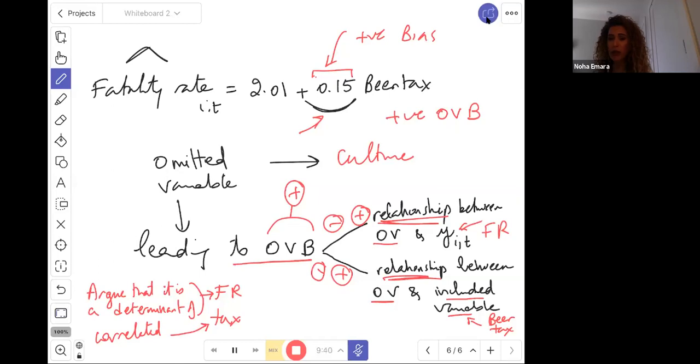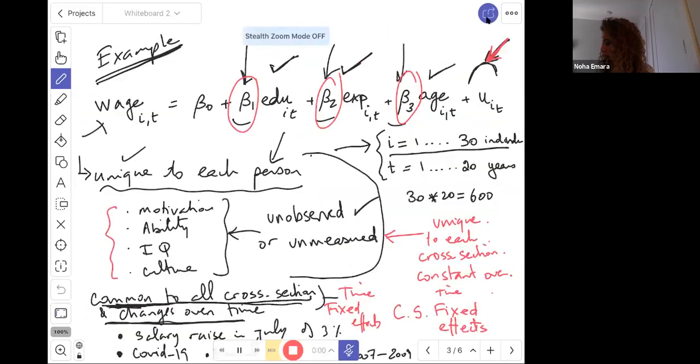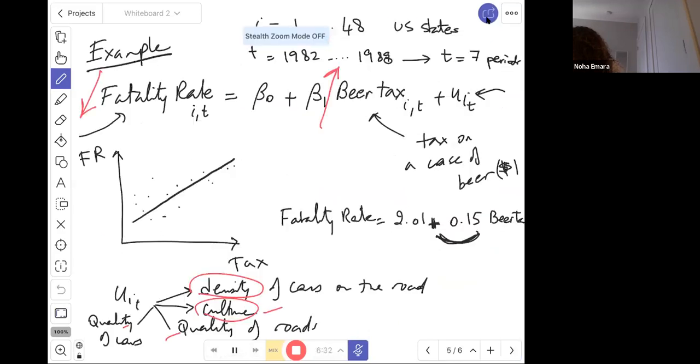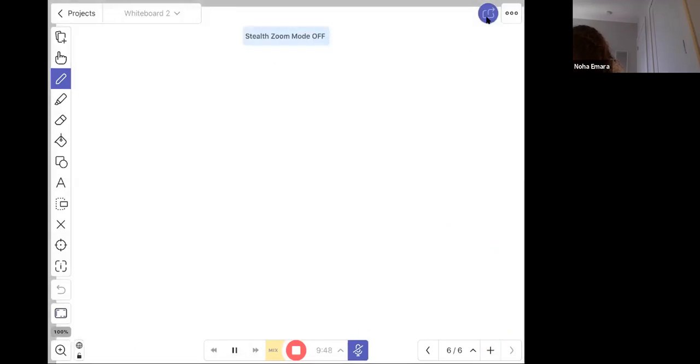Panel models allow us to capture all omitted variables and avoid the omitted variable problem, that is, any variable that is unique to each person or unique to each cross-section and constant over time, and the things that are common to all cross-sections and change over time, right? So let's talk about how we can do that.